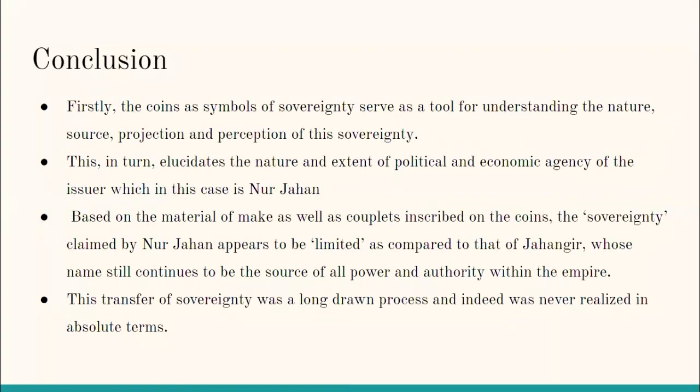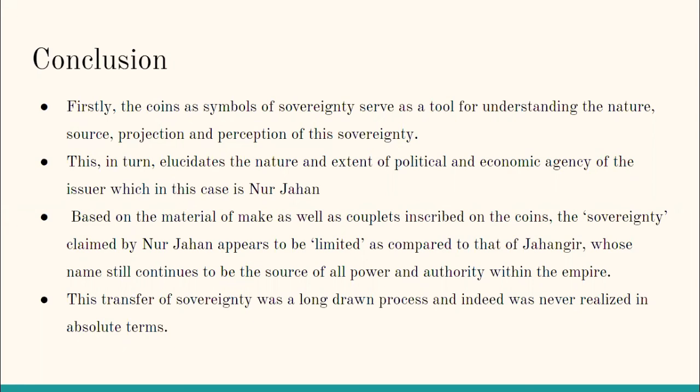So to conclude, firstly, the coins as symbols of sovereignty serve as a tool for understanding the nature, source, projection, and perception of this sovereignty. This, in turn, elucidates the nature and extent of political and economic agency of the issuer, which in this case is Nur Jahan. Based on the material of name, as well as the couplets inscribed on the coins, the sovereignty claimed by Nur Jahan appears to be limited as compared to that of Jahangir, whose name still continues to be the source of all power and authority within the empire. Now, this transfer of sovereignty was a long-drawn process and indeed was never realized in absolute terms.